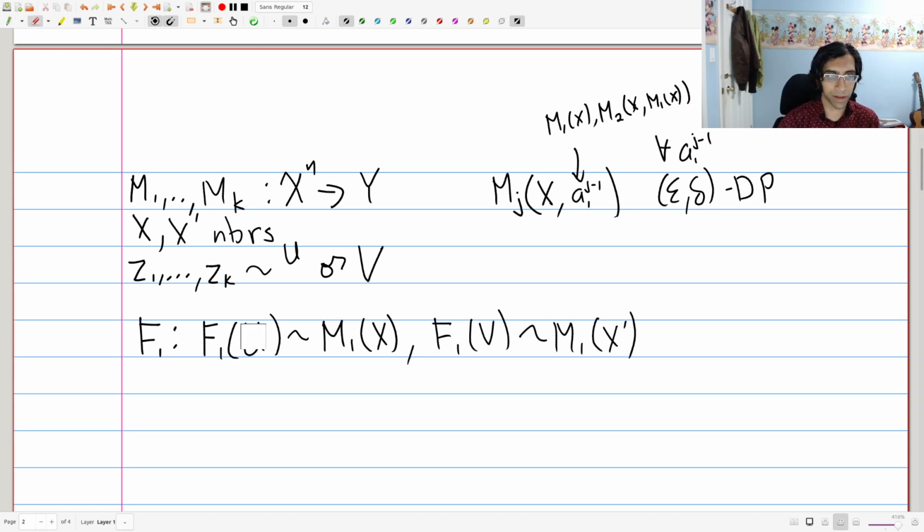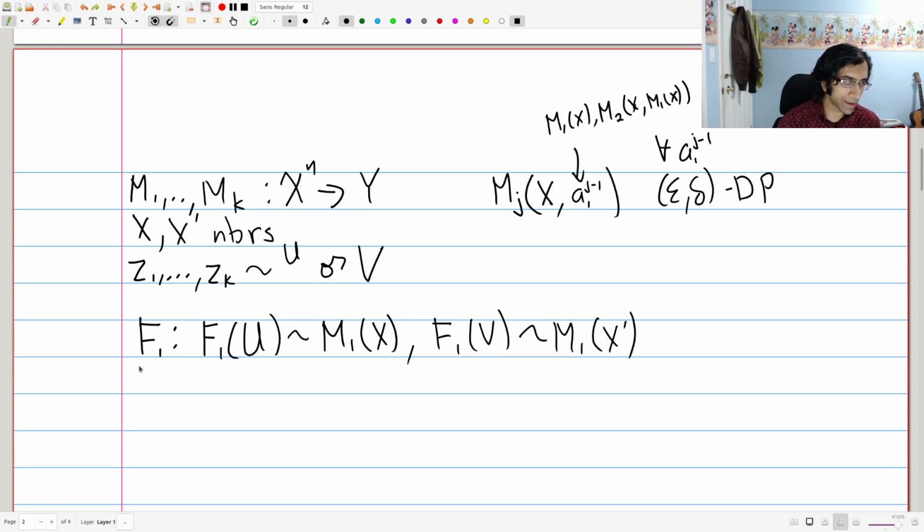Since I set up this notation, let me use it. Actually, that was the right way to write it, in the sense that it takes in a sample from these distributions, and that's where it comes from. So you can see that we've essentially reduced the first mechanism from the general case to just sampling based on either u or v.